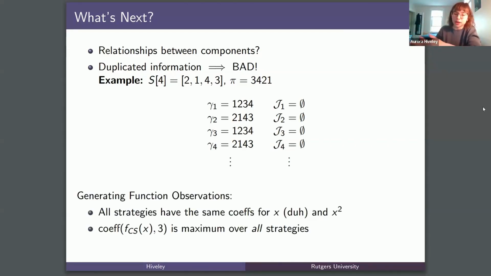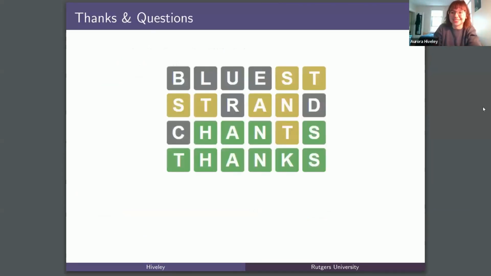And a couple of other very quick observations from our generating functions. One is, again, all strategies have the same coefficients for the linear term. Duh, we talked about that already. And also the quadratic term, which is interesting. There's a proof about that. Maybe I'll talk about it again in the fall if I come back. We'll see. And then, of course, the coefficient of the cyclic shifting strategy for our cubic term is maximum over all strategies. Right now, that's just a conjecture, but we're working on some strategies, pun intended, about how to actually prove that. And thank you for watching.